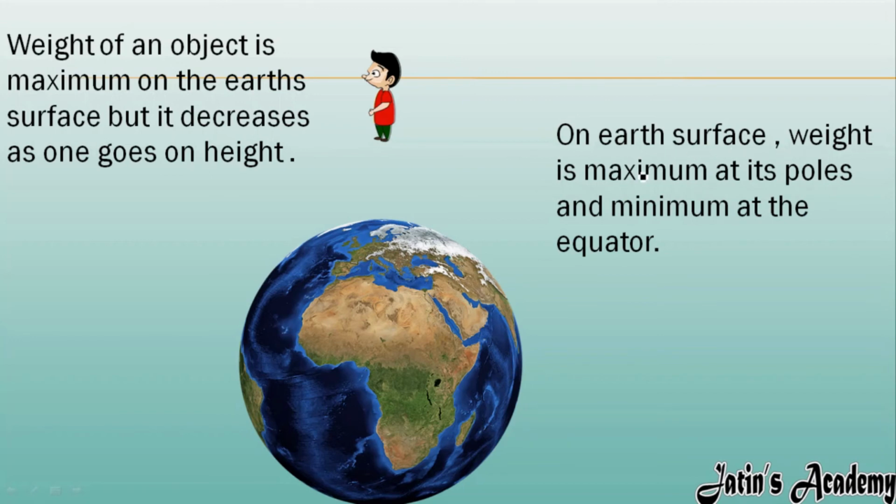On the earth's surface, weight is maximum at its poles. Poles means this one, this is also a pole, here also a pole, 4 poles are there. So gravity and weight are maximum at the poles and minimum at the equator. This is the equator, the central line. So at the equator weight is minimum, and at the poles weight is maximum. Fine.